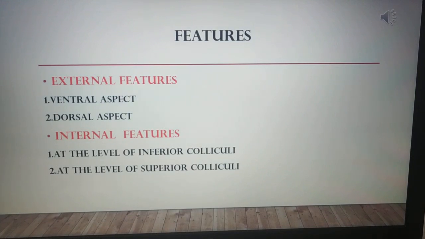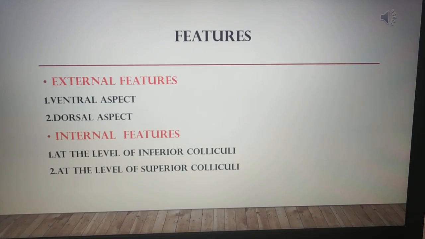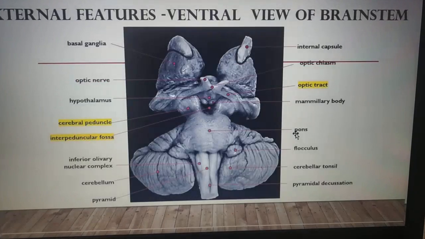Coming to the features, to study and elaborate, we study under two headings: the external features and the internal features. For studying the external features, we will be seeing the structures located or related on its ventral side or anterior aspect, and the dorsal side or posterior aspect. To study the internal features, we will be seeing two sections, that is at the level of the inferior colliculus and at the level of the superior colliculus.